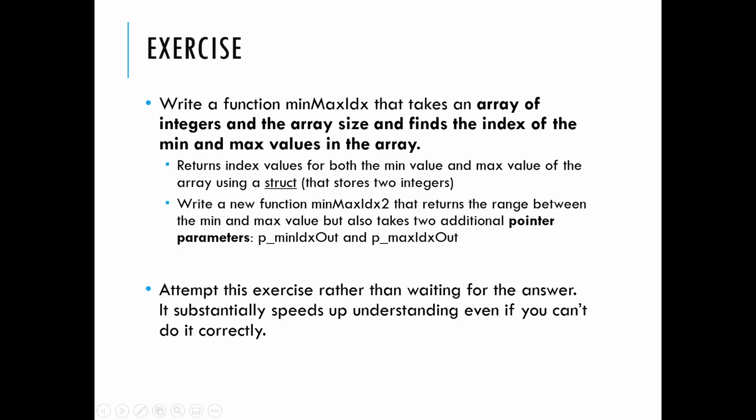Approach number two, min, max, index two. That is going to take in an array, the same array, and it's going to take the same size of the array, and it's also going to take two pointers. It's going to take in p min index out and p max index out. That's going to be where we pass out the minimum and the maximum value. So we can pass information back out of our functions using a pointer. I want you to try practicing that idea.